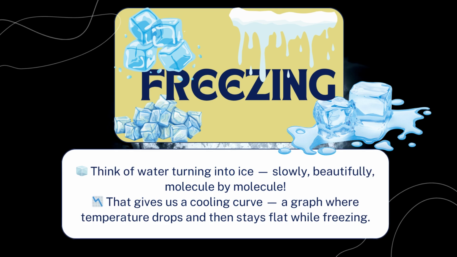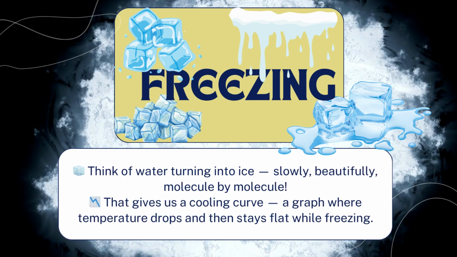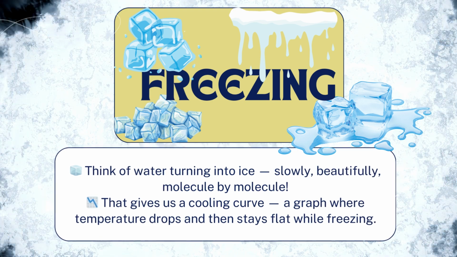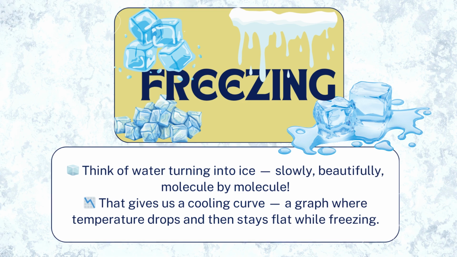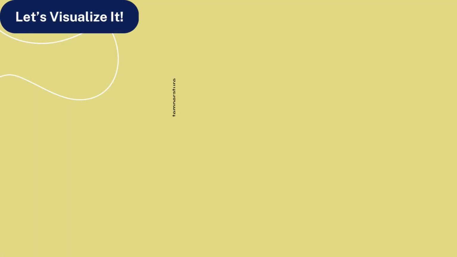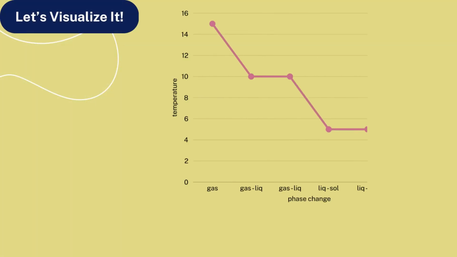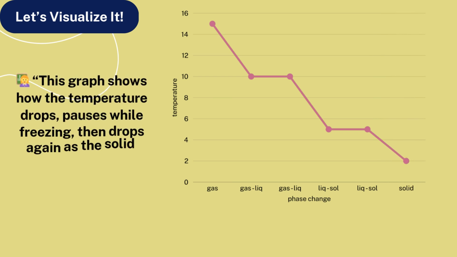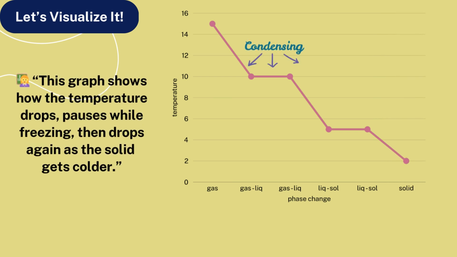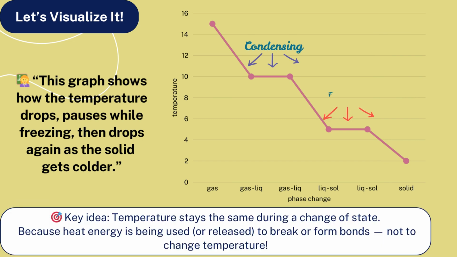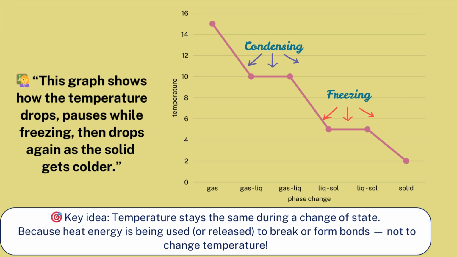Freezing. Think of water turning into ice slowly, beautifully, molecule by molecule. That gives us a cooling curve, a graph where temperature drops and then stays flat while freezing. Let's visualize it. This graph shows how the temperature drops, pauses while freezing, then drops again as the solid gets colder. So key idea, temperature stays the same during the phase change because heat energy is being used or released to break or form the bonds, not to change the temperature. So the temperature stays the same.